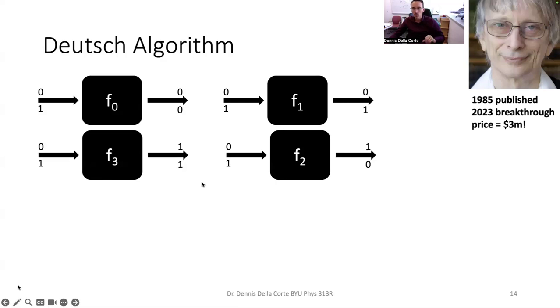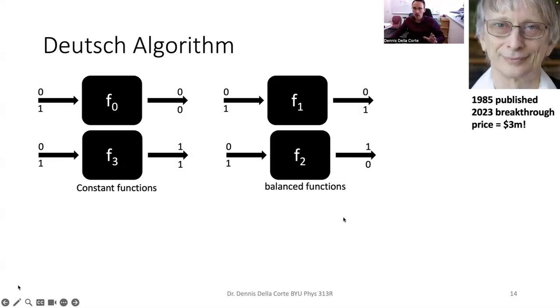Okay. But what we notice is the functions F0 and F3 on the left produce constant outputs, either just zeros or just ones. The functions on the right produce a 0 and a 1 as an output. It's always a 0 or 1. So those are called balanced functions.